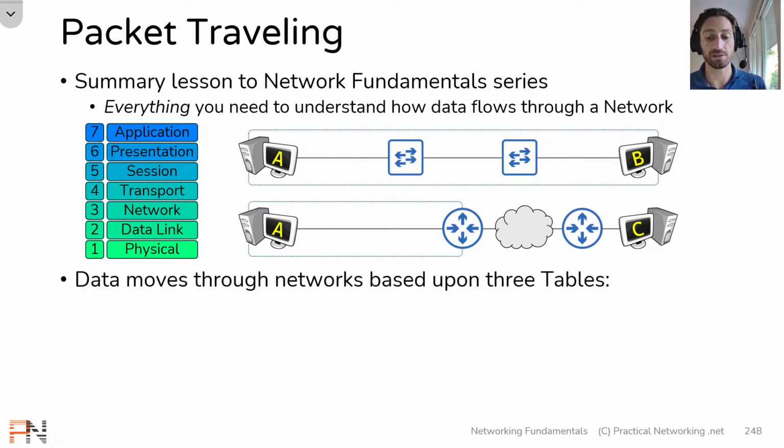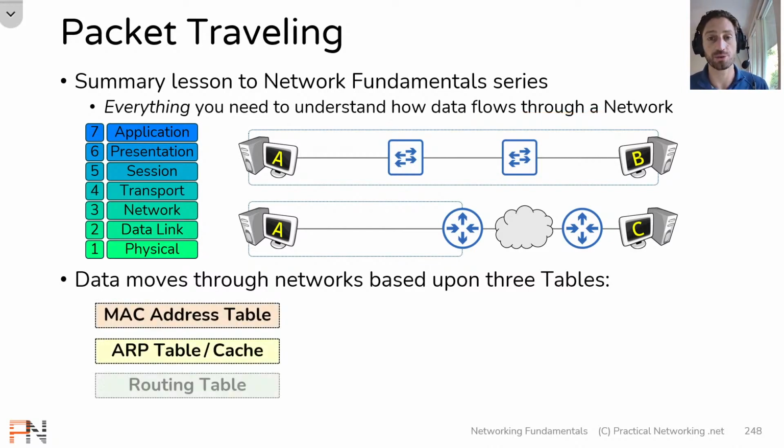Now, the key to understanding how data flows through a network really comes down to understanding 3 different tables. Those 3 tables are the MAC address table, the ARP table, also sometimes referred to as the ARP cache, and then the routing table.